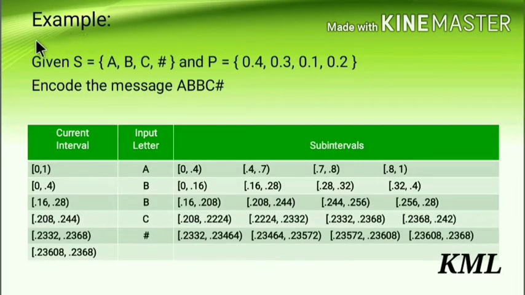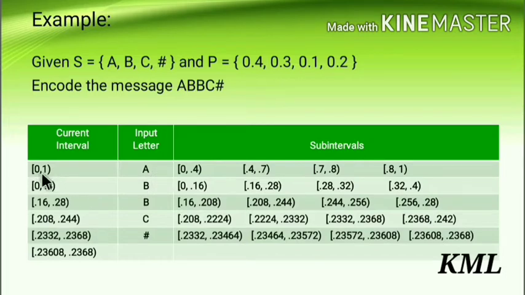So here I have an example. Given source S equals A, B, C, hash and their corresponding probabilities 0.4, 0.3, 0.1 and 0.2. You have to encode the message A, B, B, C, hash. So let's start. Make one table with 3 columns: current interval, input letter and subintervals. Now first take 0, 1 as your initial current interval. This is always 0, 1. So your first input letter is A.